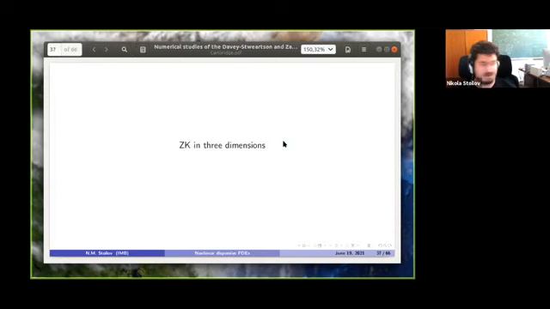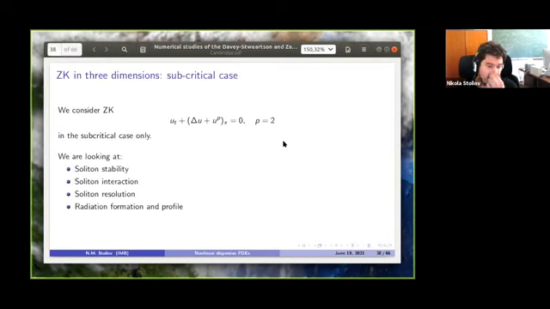So the last thing that I want to talk about is ZK in 3 dimensions. I think I have 5 more minutes because I started late. So we're going to look at soliton stability, interaction, and resolution. Blow-up is something that we're currently working on because it requires fairly high precision, or rather resolution, and our new computer system is not completely ready yet.